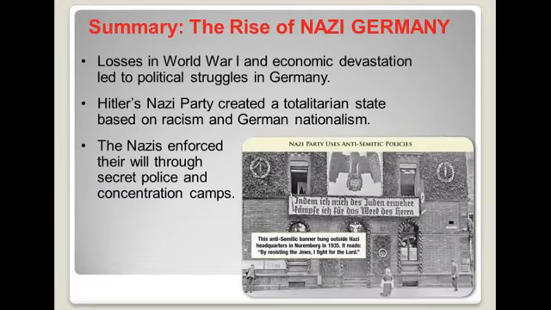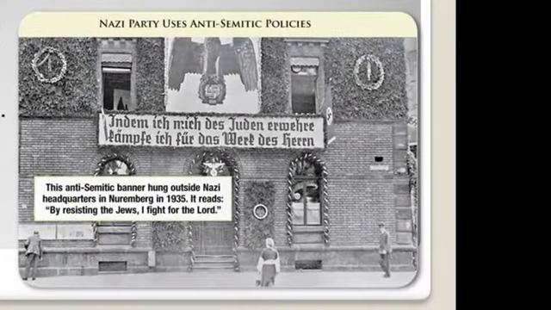Okay, to summarize the rise of Nazi Germany. Losses in World War I and economic devastation led to political struggles in Germany, which led to the Nazi Party's rise. Hitler's Nazi Party created a totalitarian state once in power, eliminated all other political parties, and created a regime based on racism and German nationalism. And the Nazis enforced their will and maintained and strengthened their power through secret police, concentration camps, and, as we see in the picture to the right, propaganda.